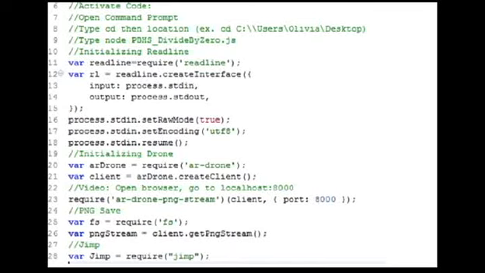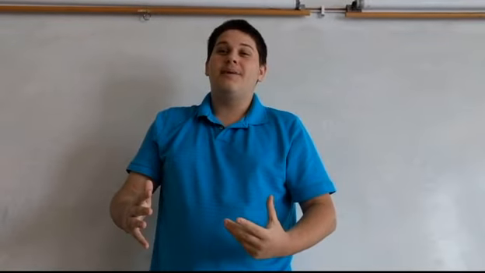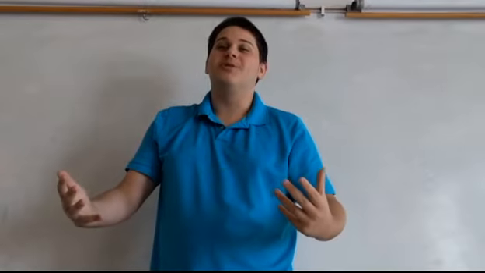Our code starts off with some initializations. We initialize the readline so the command can accept our input, the drone to communicate with the computer, the PNG stream so we can see the camera's output, and GIMP so we can detect what the color is in the picture. After all of the key bindings, we get into the global variables.